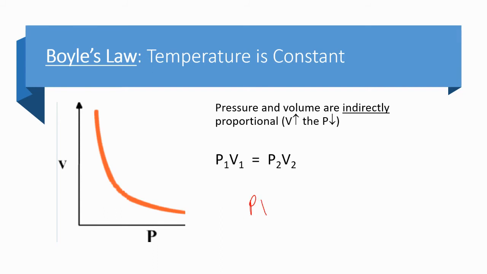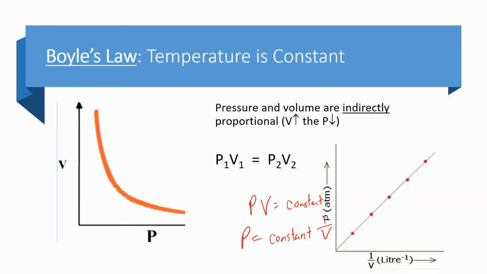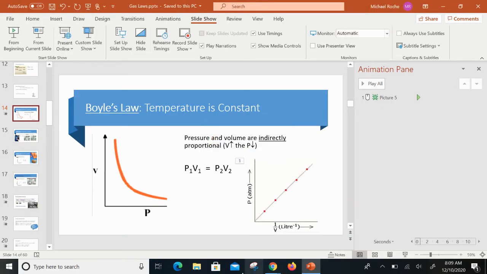If P times V equals a constant, then if I divide both sides by V, I get pressure equals a constant times 1 over V, right? So if I take 1 over V, I will then have a graph like that, where pressure is on the Y and 1 over V is on the X. Okay, so that's what I'm going to do now.